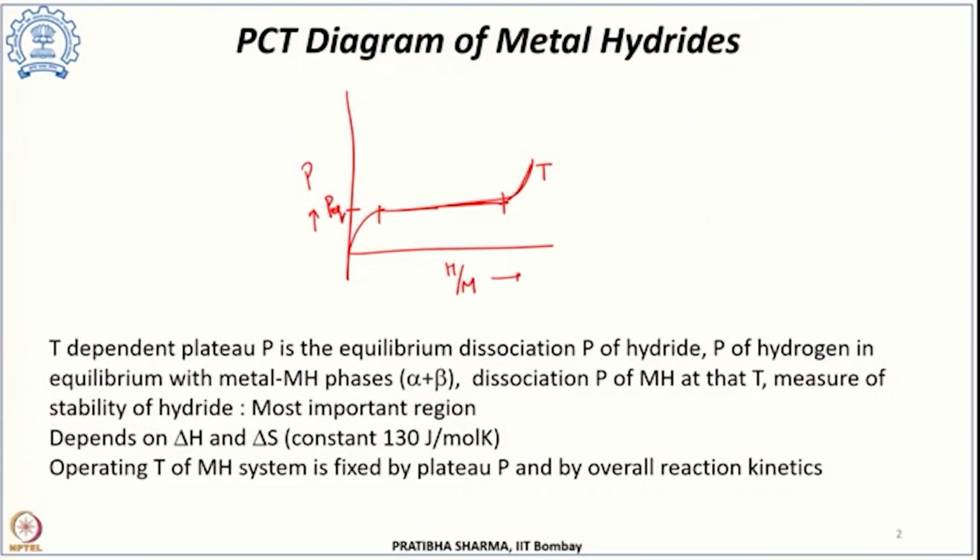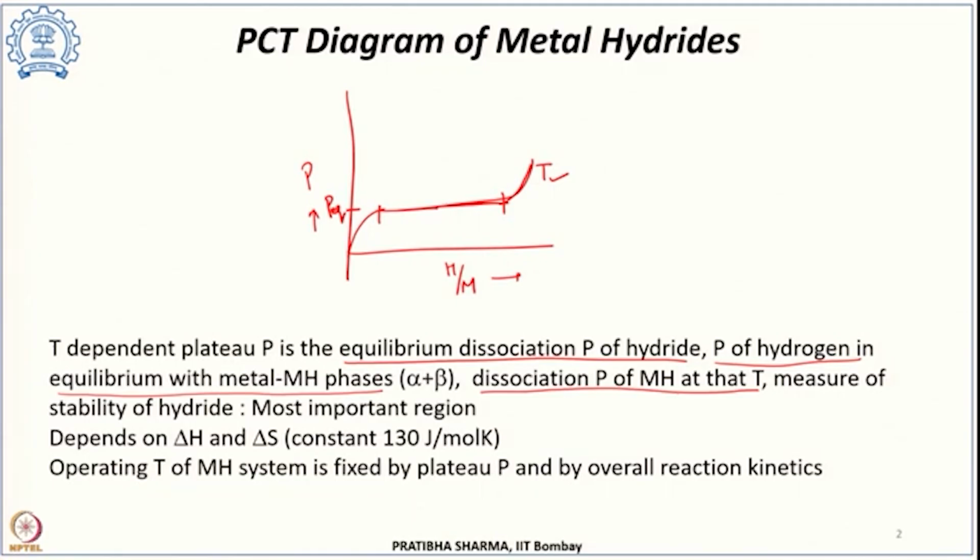So this has a great importance when designing metal hydride based systems or while selecting metal hydrides for various applications. This is known as the equilibrium dissociation pressure of hydride. This is the pressure of hydrogen in equilibrium with metal hydride phases, or alpha plus beta phases. This also represents the dissociation pressure of metal hydride at that particular temperature. This is a very important parameter to measure the stability of hydride, because we have seen that it is also related to delta H, and this is the most important region in the pressure, composition, isotherm.